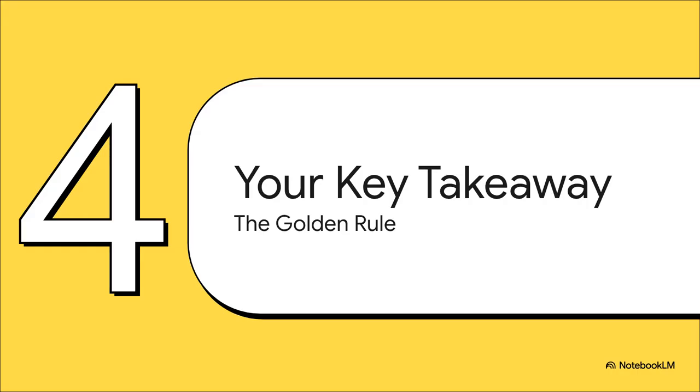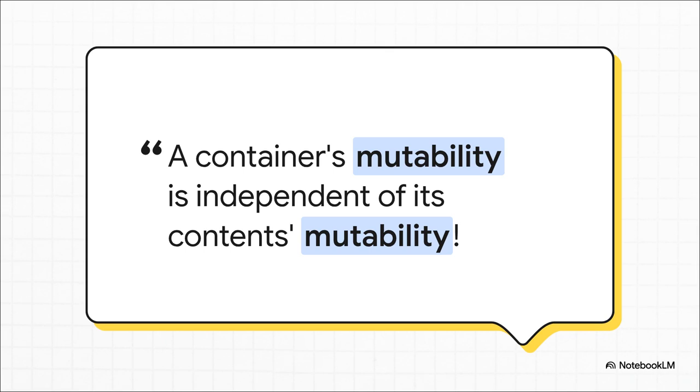So after all that, what's the one golden rule you need to walk away with? The one thing to remember from all this? This is it. A container's ability to change is completely separate from the ability of its contents to change. The list's power to be modified only applies to its own structure. It does not give you some magical power over the fundamental rules of the objects you put inside of it. A mutable box can't make a sealed envelope unsealed.